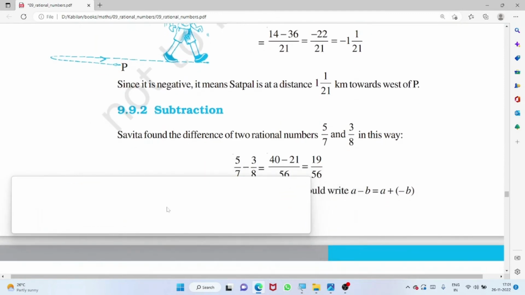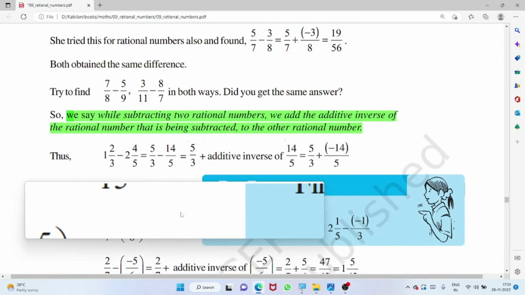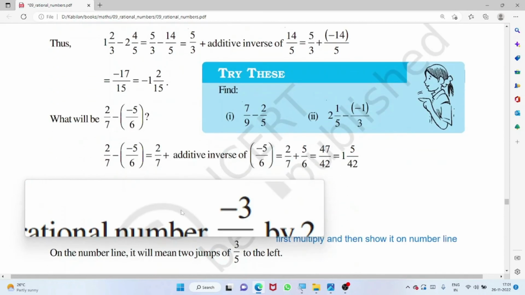Subtraction you can also do, but if the denominators are different, you have to find the LCM. We say that while subtracting two rational numbers, we add the additive inverse of the rational number that is being subtracted to the other rational number.